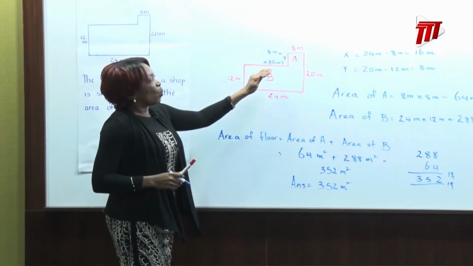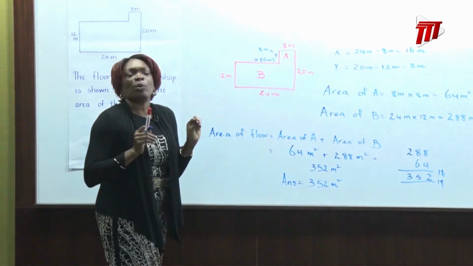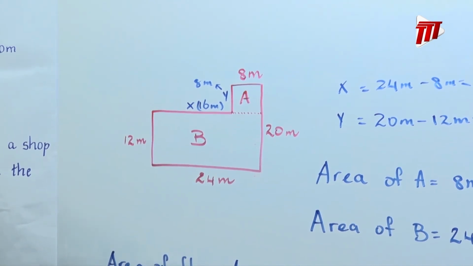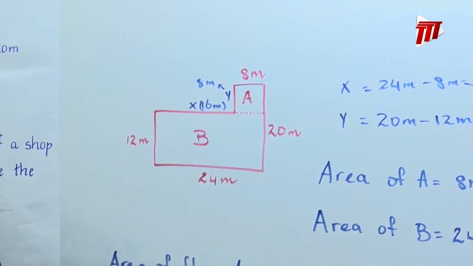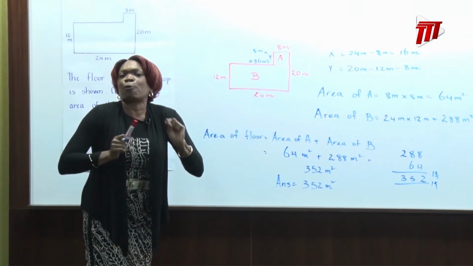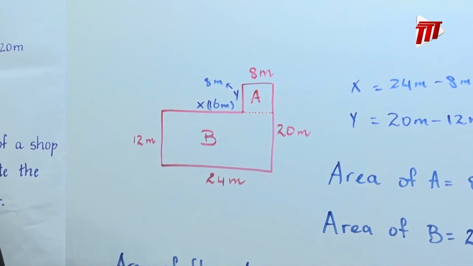So what we did, we dissected or we broke up our compound shape into more manageable shapes. We know about the square, we know about the rectangle. Are you with me, boys and girls? What we are going to do now is try it a different way to see if we get the same result.